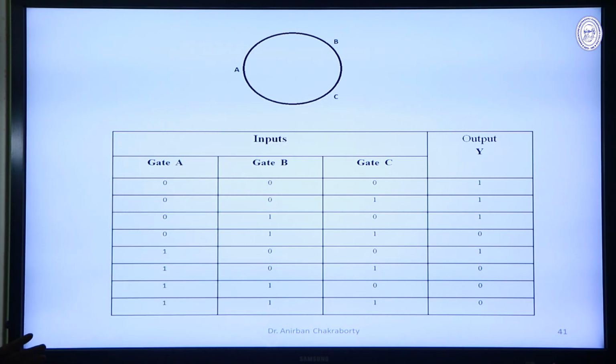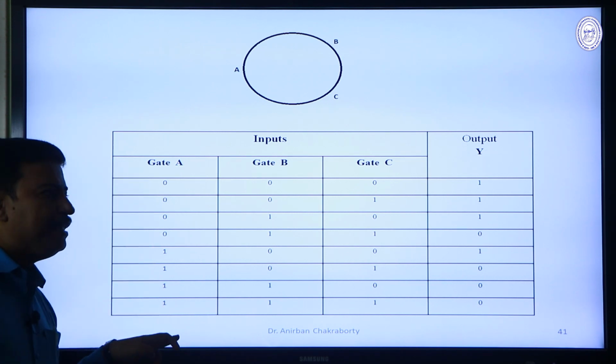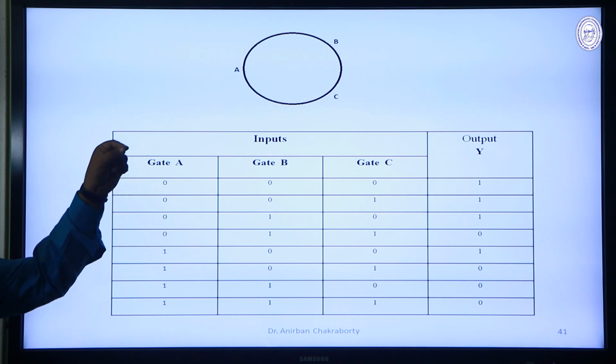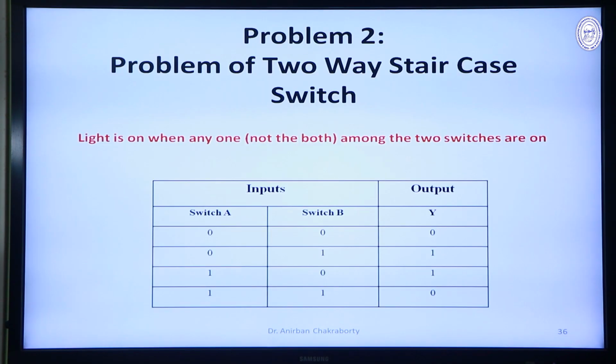Now how to write the truth table? In the truth table, how many rows are there? If there are 2 inputs, there are 2 to the power 2, means 4 rows, just like in the previous example. Look, there were 2 inputs A and B, so 2 to the power 2 means 4 rows are there. Here how many inputs are there?